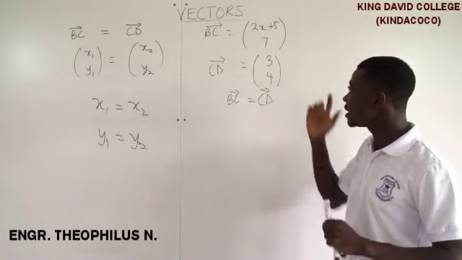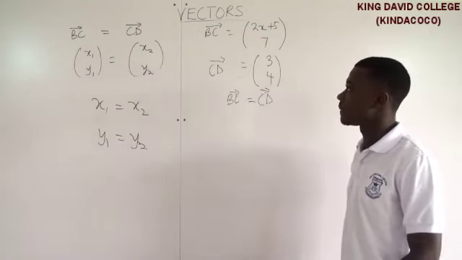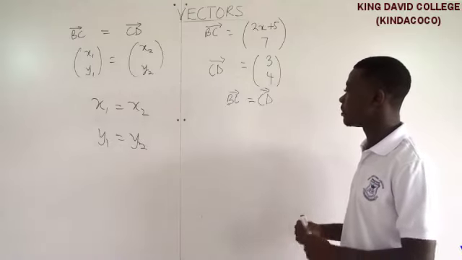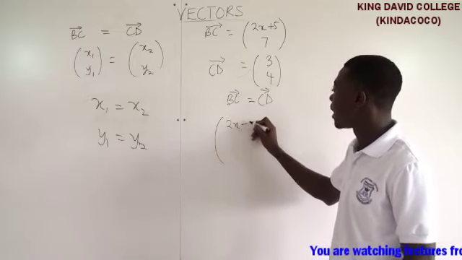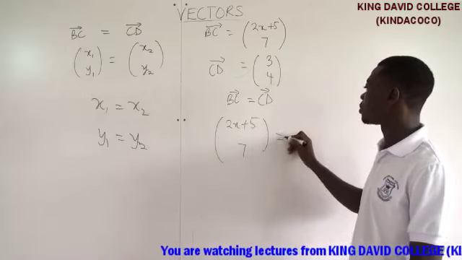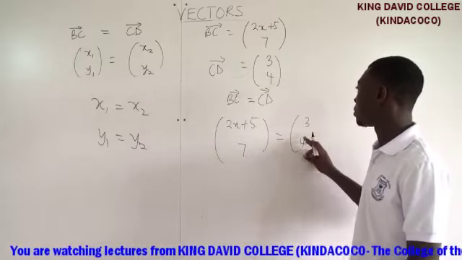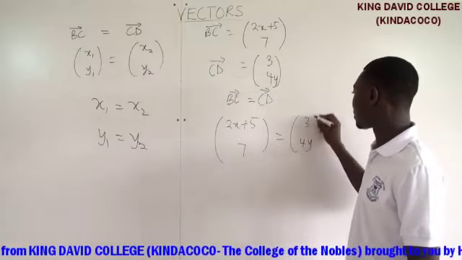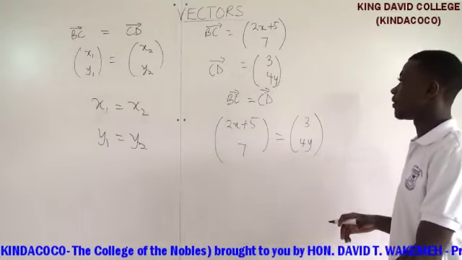In this case, if you apply the concept you are seeing here, then the x's should be the same and the y's should be the same. So practically what we are saying is 2x plus 5 and then 7 is equal to 3 and then, let's do 4y. Okay, so 3 and 4y. So you are asked to find the value of x and y. Okay, good.